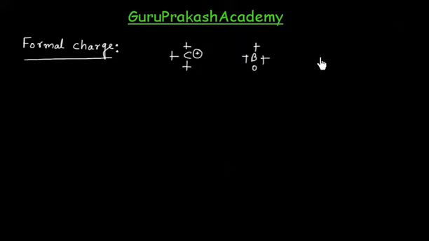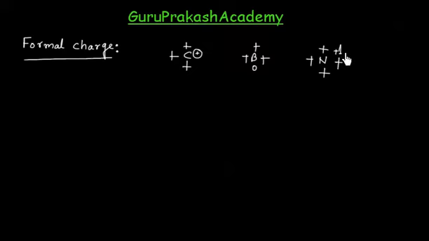Now let us say I have this species. What is the formal charge? Nitrogen will have 1 electron from this side, 1 from this side, 1 from this side, 1 from this side. So it has 4 electrons. Nitrogen should have 5, but it has 4. So it has lost 1 electron. So basically it will have plus 1 formal charge.